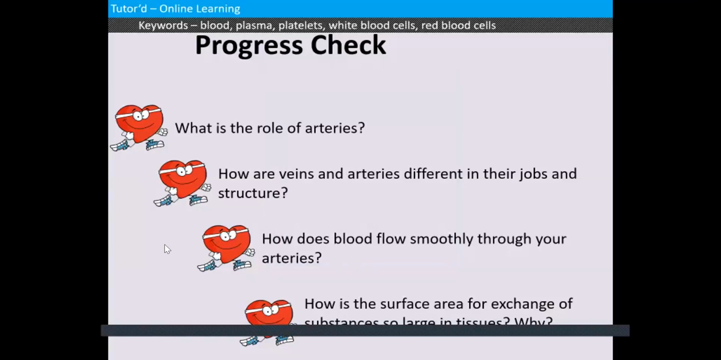Last question. How is the surface area for exchange of substances so large in tissues, and why?